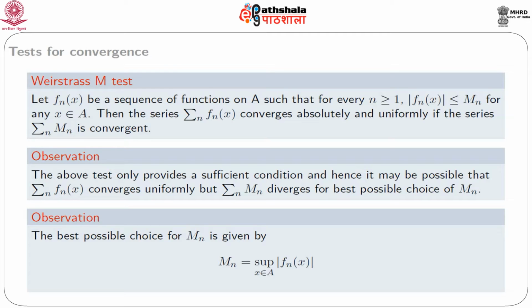So, we have just one observation: the above test only provides a sufficient condition, and hence it may be possible that summation fn(x) converges uniformly, but summation Mn diverges for the best possible choices of Mn. So, actually our best possible choice for Mn is the supremum value of absolute value of fn(x), where the supremum is taken over the set A.